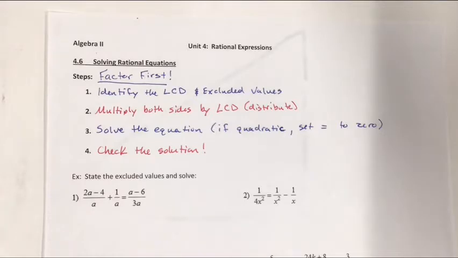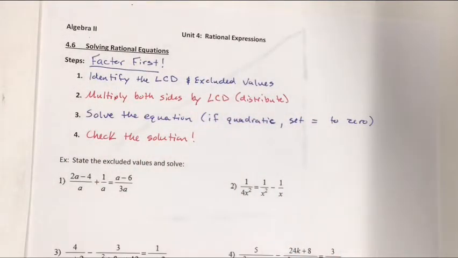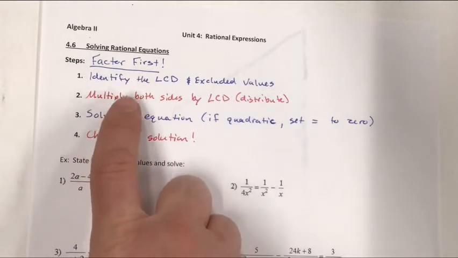The first thing you always want to do is to factor first. If you can, factor the denominators especially. That's going to really help you out as you walk through this. Really, it's the denominators that you would need to factor first, okay? And I'll explain that as we go. But then once you've done that, we're going to follow these 4 steps.